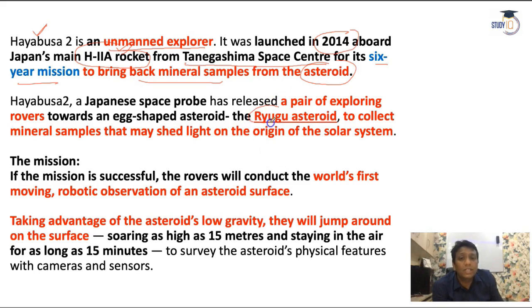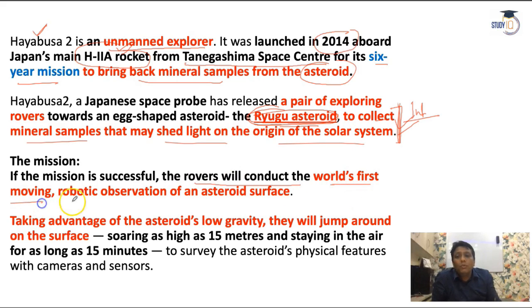Which asteroid will it go to? It visited the Ryugu asteroid. Ryugu, the pronunciation you should know, R-Y-U-G-U, Ryugu asteroid, to collect the mineral sample that may shed light on the origin of our solar system. This is the important point. This mission is successful. The rovers conducted the world's first moving robotic observation on an asteroid surface, taking advantage of the asteroid's low gravity.